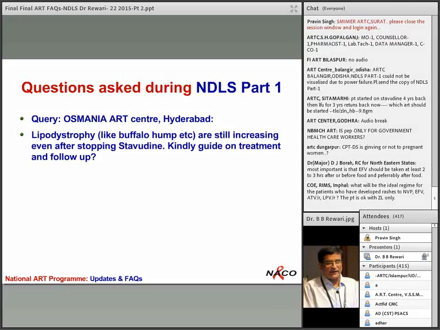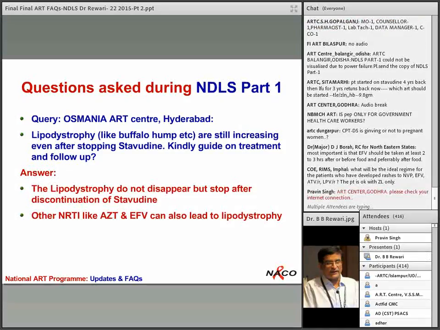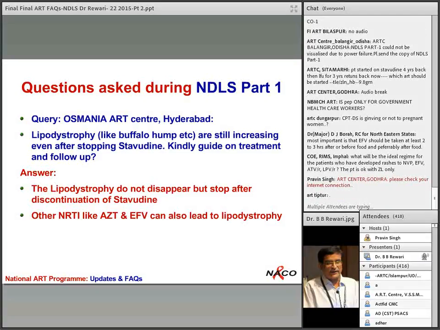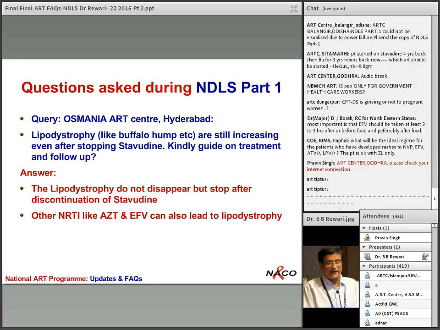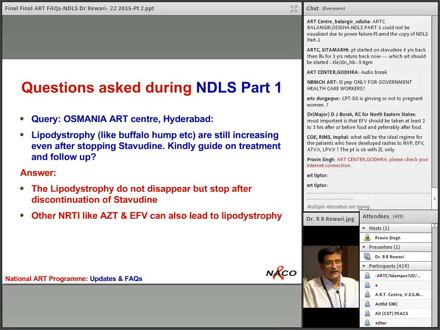Question: lipodystrophy is still increasing after stopping stavudine. Those patients who have developed lipodystrophy, it does not disappear after stopping. It stops progressing after discontinuation of stavudine but does not disappear. But you have to remember other NRTIs like even zidovudine or even efavirenz can lead to lipodystrophy. I don't know how many of you are monitoring lipid profile and have the facility to monitor lipid profile when you are using efavirenz. If you have facilities, you must do a lipid profile at least once in a year for patients started on efavirenz based regimen. But facilities may not be available at many centers.